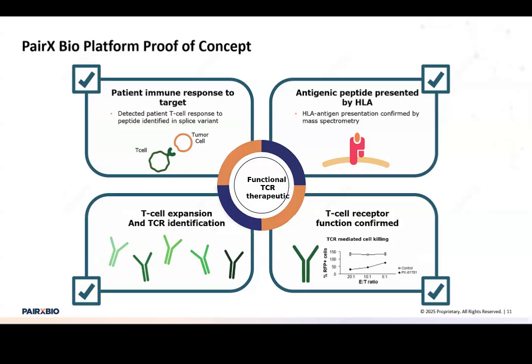And finally, the final piece of data that we collected for this study was that we generated T cell receptors against this particular peptide MHC. When you take this TCR and engineer it into a T cell, we could demonstrate cell killing of target cells that express the splice variant. In this case, what this shows you is that splice variants are clinically relevant and can be utilized for therapeutic development.